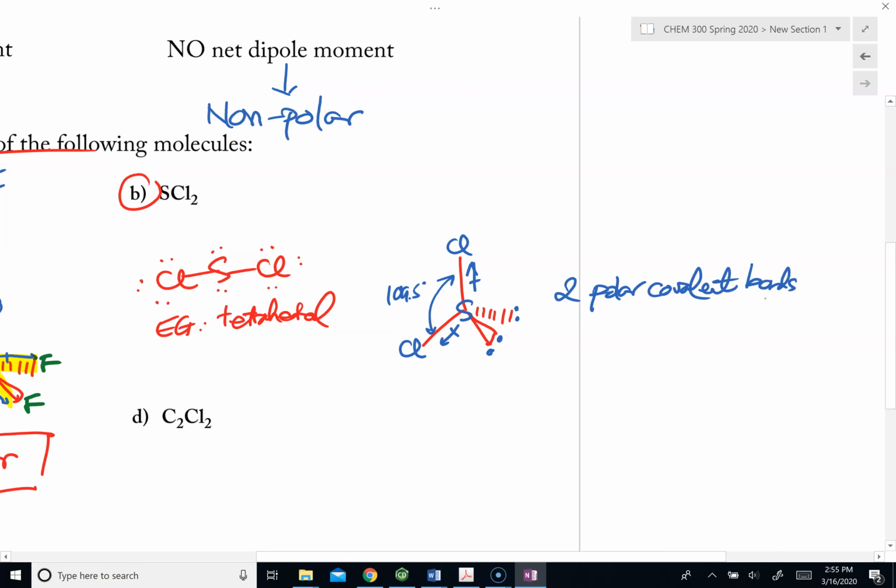And do they cancel each other out? The answer would be no. So then they're not opposite from each other. So therefore, the molecule will have a net dipole moment, and thus it is polar.